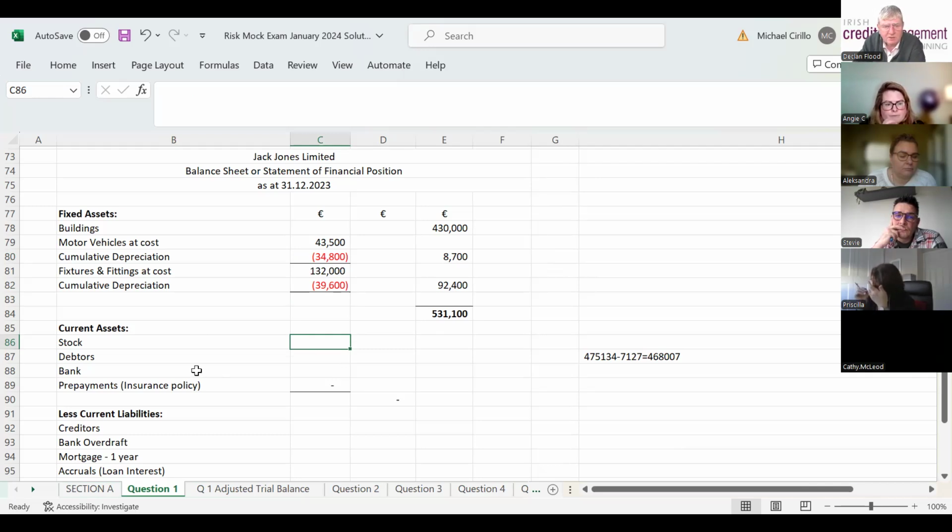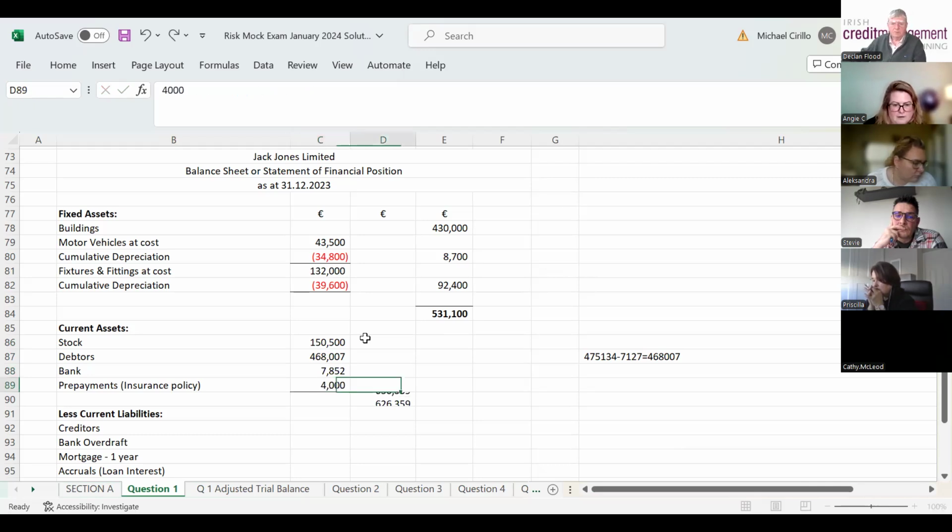And then the stock, just to clarify this as well. You're doing your balance sheet as of the 31st of December, so your stock in your balance sheet is always your closing stock. That's 150,500. Then you include your debtors, which is 468,007, your bank, 7,852, and your prepayments, which is 4,000, your insurance policy. Then your total figure there is your total current assets.